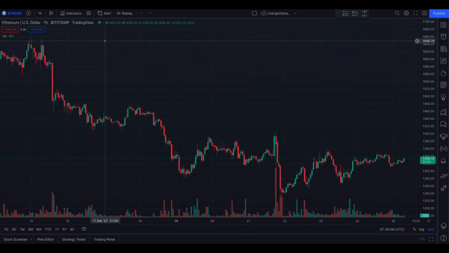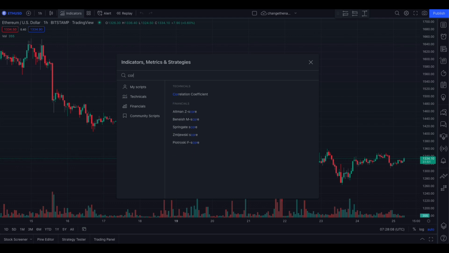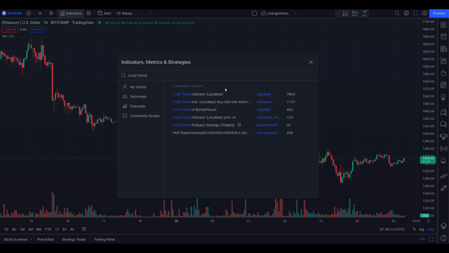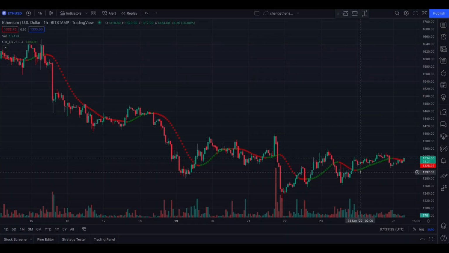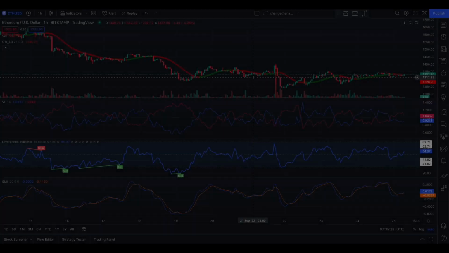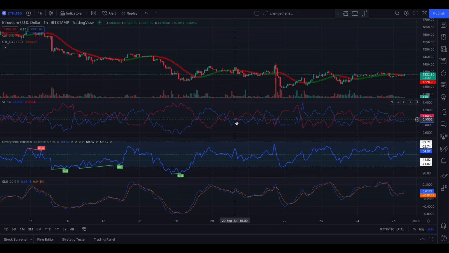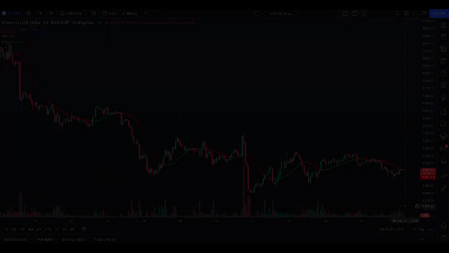Okay, so let's go ahead and get our first indicator into the chart. So we're going to search for Coral Trend Indicator by Lazy Bear. And as you can see, we can select this one right here. The Coral filter is also known as the Coral Trend Indicator, and it's a widely popular tool amongst Forex traders. As the name implies, it is commonly used as a trend filter in combination with other indicators.